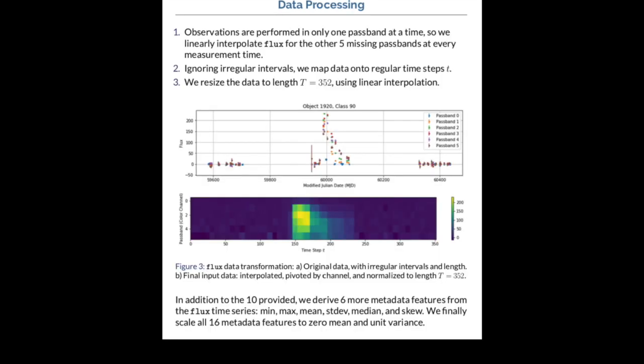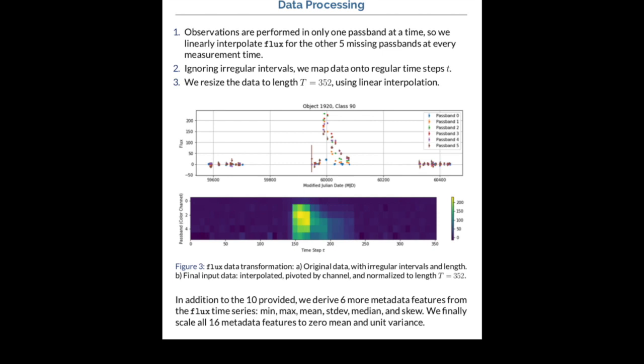In order to get this data into a state that's easy to train neural networks with, we have to perform some data processing. The observations are taken in only one color at a time. This is like a movie where each frame is all red, or all green, or all blue. So first we interpolate to estimate the brightness of every color in every frame. Also, the time intervals between the observations are irregular, so it could be a few hours or a few months. We solve this problem by simply ignoring the interval length, and we map observations onto a regular grid. Finally, we have different numbers of measurements for different objects, so we resize all objects' time series to 352 frames.